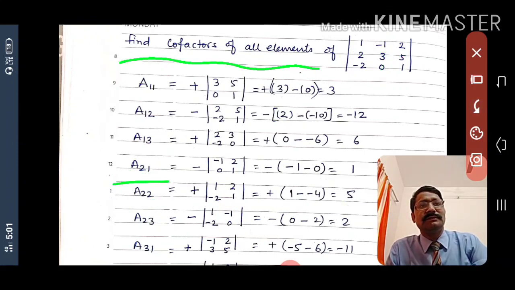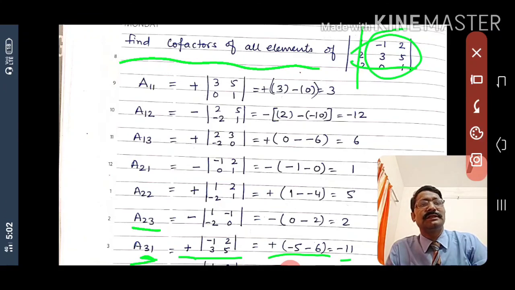Next is same as it is, we have to find A23. 23 sum is odd number, so you write here negative sign, and then 23 means second row and third column will not write, so remaining elements you write as it is, and you cross product you will get your answer 2. Next is the same as it is, we have here A31. A31 meaning is sum is even, so you have your plus sign, and 31 means third row and first column you will not write. Remaining elements you write here, and these remaining elements you cross product you will get answer minus 11.